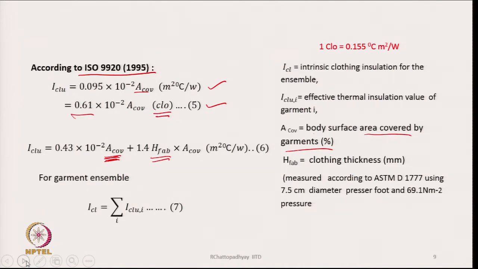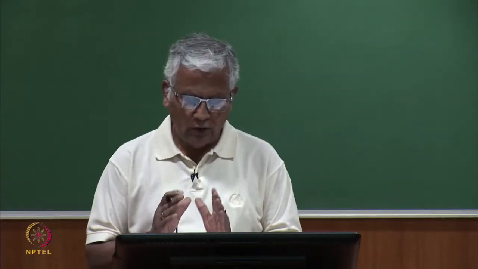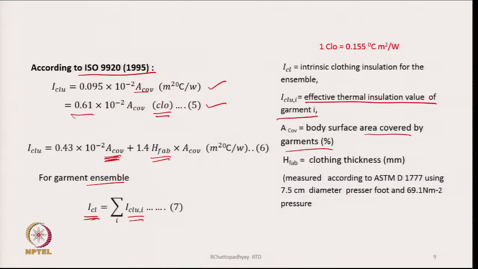For garment ensemble, when a person is wearing various types of garments together, we can find out what is the overall insulation value of the ensemble. How? I CL for garment ensemble is the sum of I clue i, that is, the I clue value of the individual garment. So, a person may be wearing inner clothings, one shirt, and on top of it some more jackets or sweaters, trousers, socks. So, if I know the I clue value, that is, the effective thermal insulation value of the garment i, or that may be 8-10 garments that make the ensemble, if I know the individual values, I simply sum them together, and I get the total insulation value.